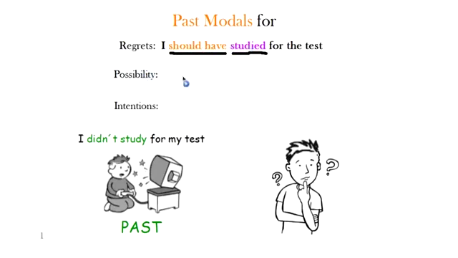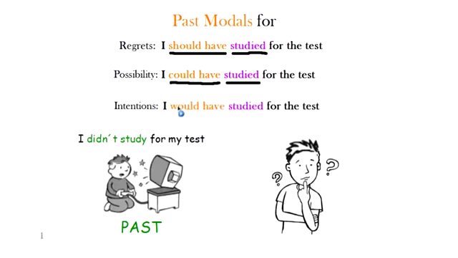Possibility, okay? We use could, and the past modal could have. So there's the past modal. I could have studied for the test. Again, the past participle studied. Very good. The last one we looked at were intentions. As a past modal, I can use would. Would have is the past modal. I would have studied for the test. Again, there's my past participle. Okay? Now, these are the past modals, and we use them for regrets, possibility, and intentions.